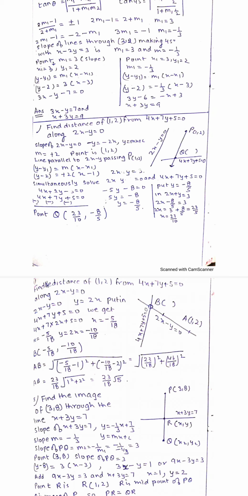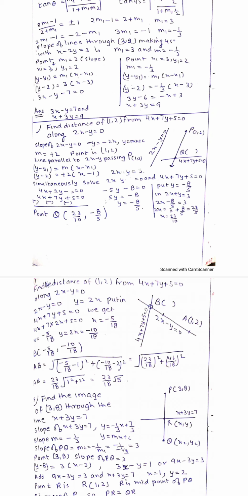Find the distance of the point (1, 2) from 4x + 7y + 5 = 0 along 2x - y = 0. The slope of 2x - y = 0 can be found by converting it into slope-intercept form. We get the slope as +2, and the point is (1, 2).